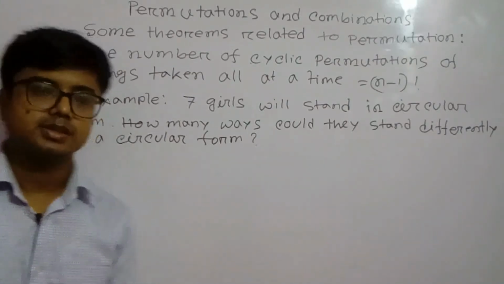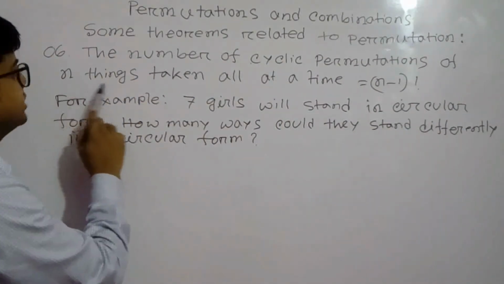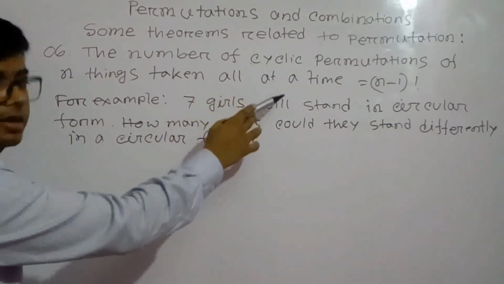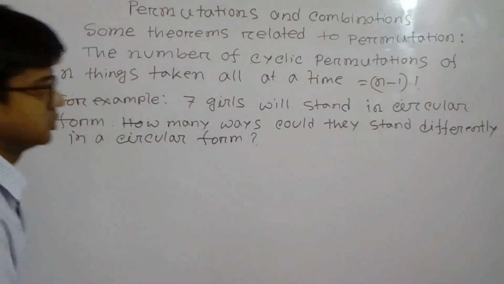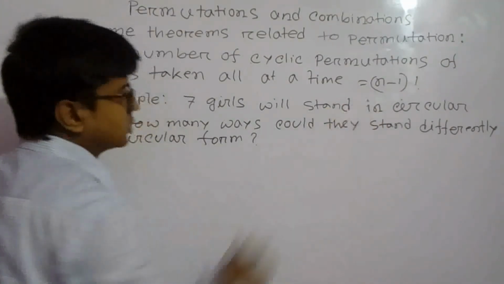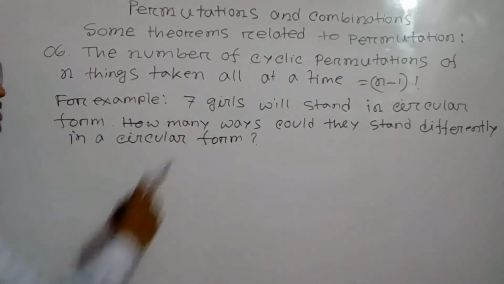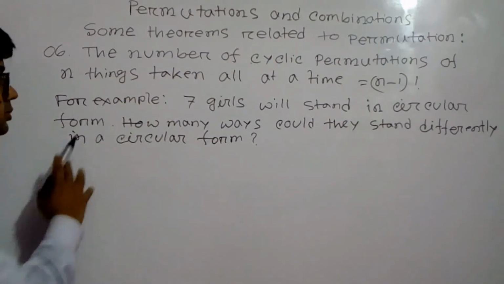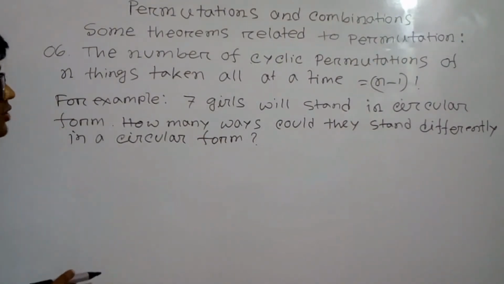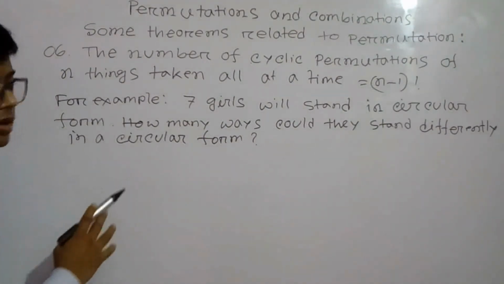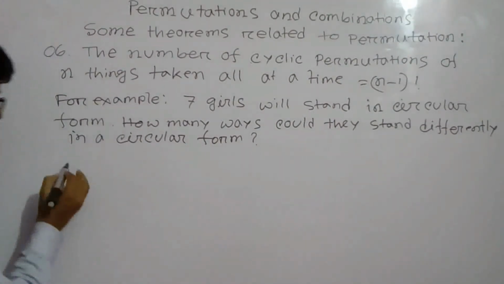Now formula number 6. The number of cyclic permutations of n things taken all at a time equals factorial n minus 1. So the formula is factorial n minus 1. Now for example, 7 girls will stand in a circular form. In how many ways could they stand differently in a circular form? Now solution.